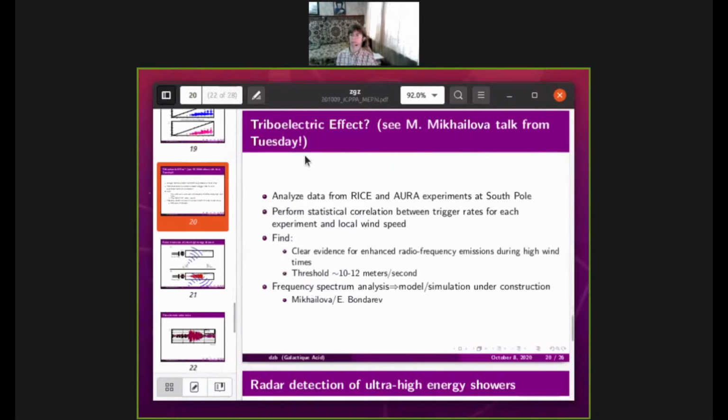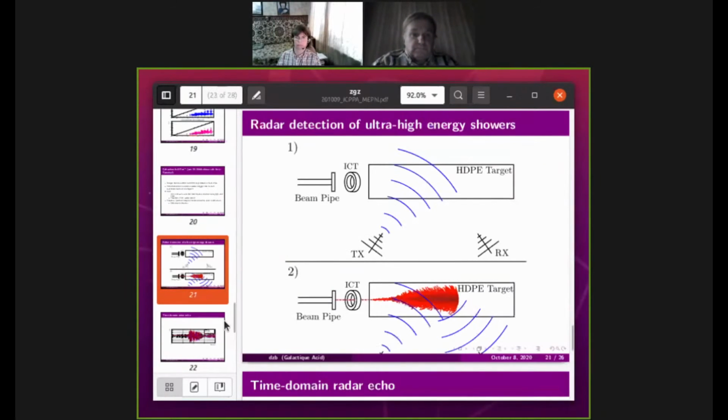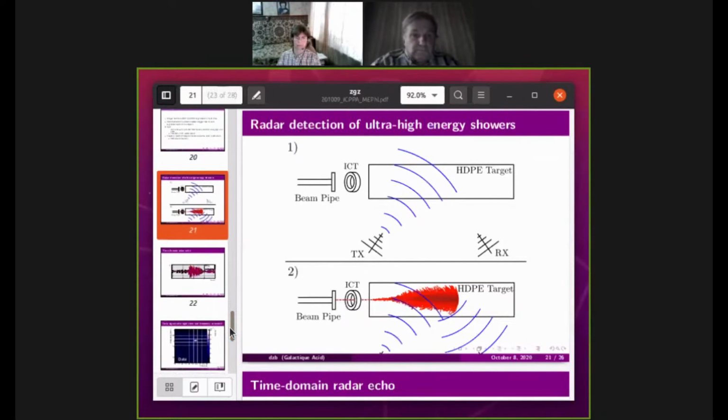There have been suggestions that these events might be due to the triboelectric effect. Masha Mikhailova spoke about this on Tuesday. This has been observed, for instance, in the RICE and ORE experiments at the South Pole. However, that statistical analysis has not yet been conducted with the needed data. It appears from a first glance that the mystery events we've seen are not due to a triboelectric effect.